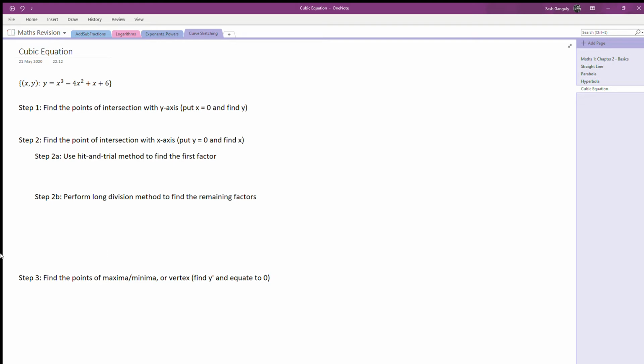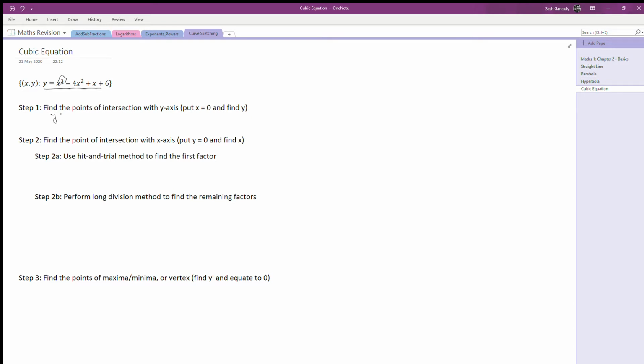Right, hello everyone, and now we will just go through the final bit of curve sketching, that is if we get a cubic equation. Again, the equation is in set form and it's a cubic equation, so we have x to the power of 3. The first thing we do is find the points of intersection with the y-axis. So we put x is equal to 0 and we see where it meets the y-axis.